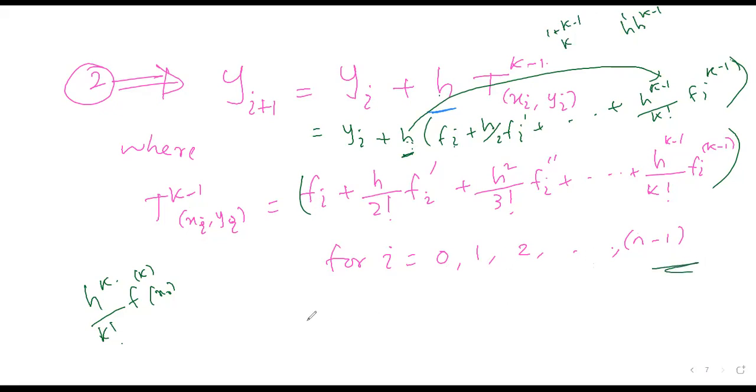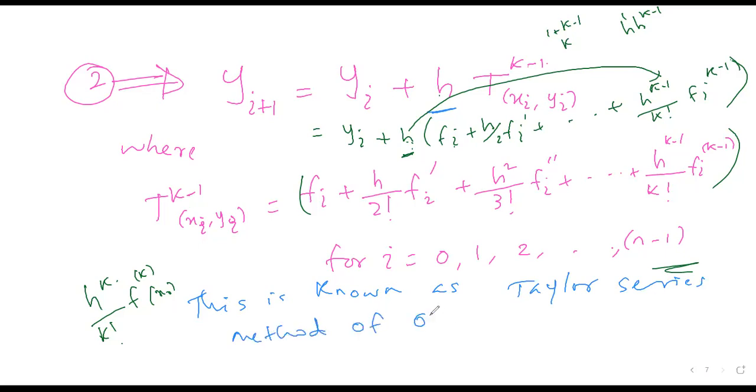So please write down and continue this. This is known as the Taylor series method of order k. I think I've run out of time, so I'm just finishing here. We'll continue in the next lecture. Okay, thank you.